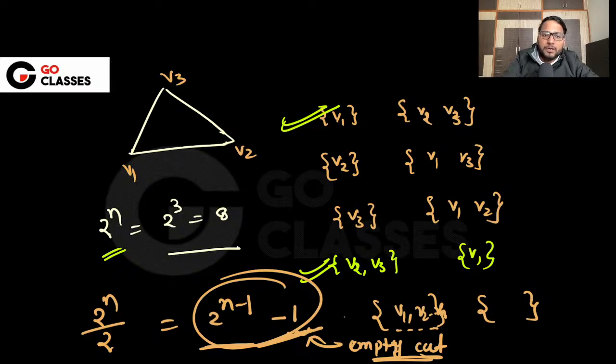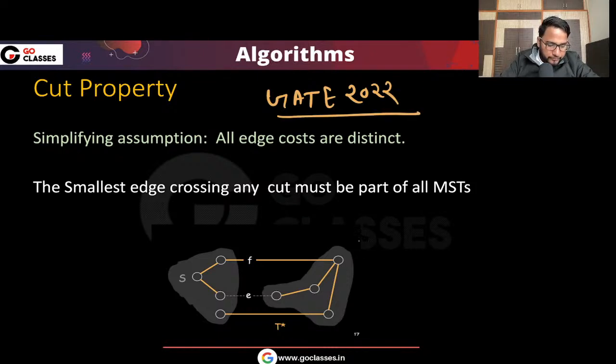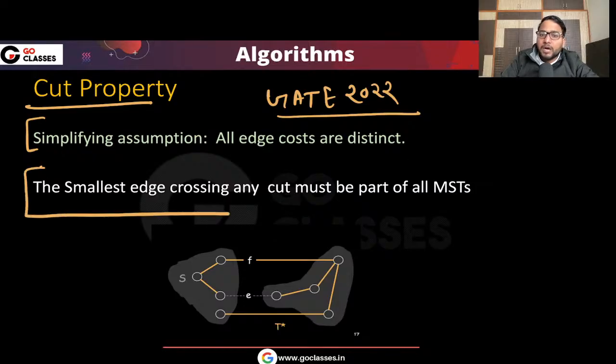Now I hope you got the cut property. What is the cut property? See, in GATE 2022 itself, they have asked this question about the cut property and the cycle property. So what this cut property says, simplifying the assumption that all the edge costs are distinct, is that the smallest edge crossing any cut must be part of all MSTs. For example, if you cut here, and let's suppose this is the smallest edge, then this must be part of all MSTs.